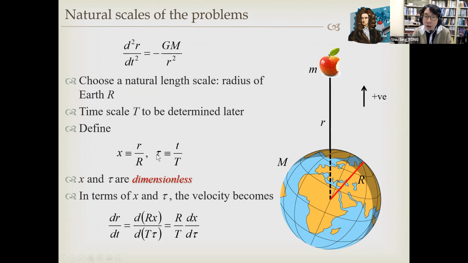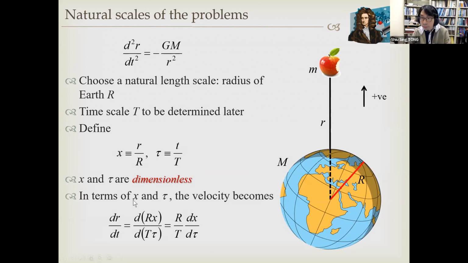And we also can define a new time variable, which we call tau. Tau is defined as small t divided by big T. Now, you can notice that because the big R carries a dimension of length and the big T carries a dimension of time, small r divided by big R and small t divided by big T are dimensionless. So they are the dimensionless variables which reflect the distance and the time in this problem.